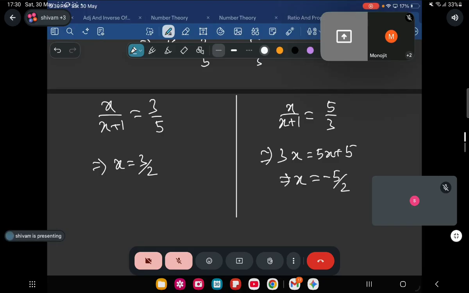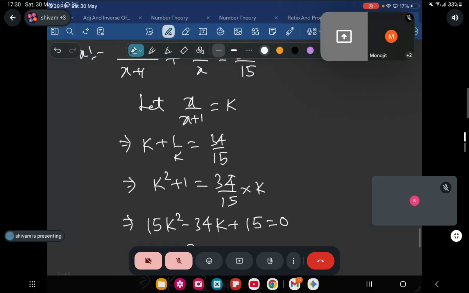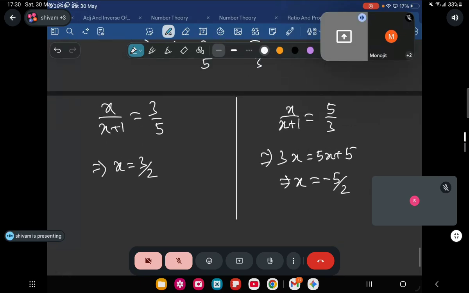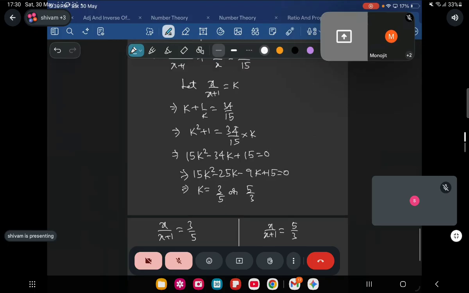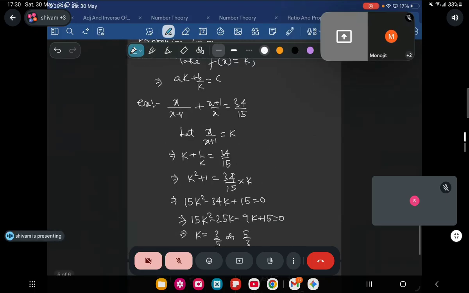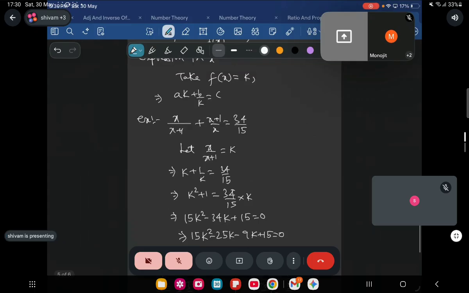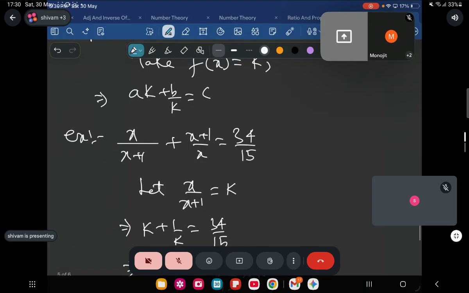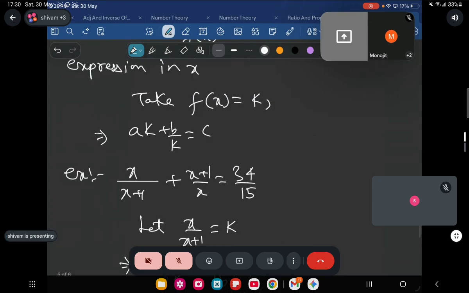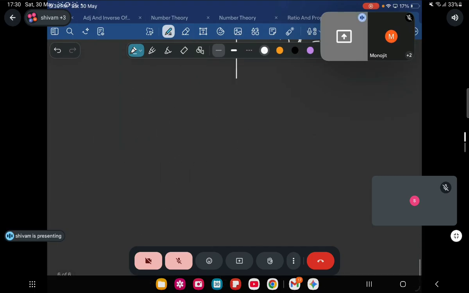Okay, is it clear? Actually, I have taken x by x plus 1 as k, so lastly I substituted wrongly. Yes. How much should I scroll up? Tell me. Done. Quickly solve. Quickly copy. Done. Is it clear? Anyone having any doubt, you can ask me.